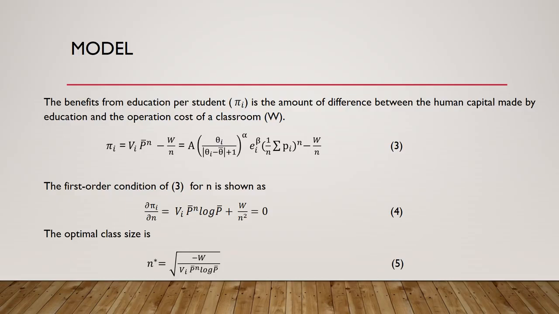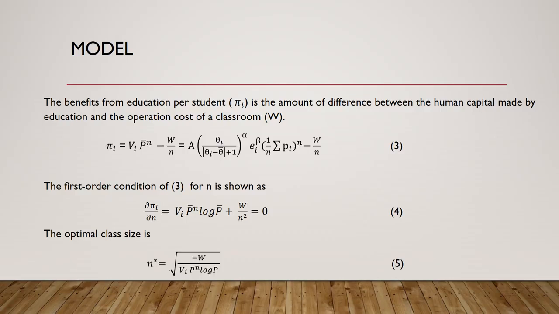Let us consider an optimal class size. The first order condition of equation 3 for n is shown as equation 4. From equation 4, we obtain the optimal class size as equation 5. From equations 3 and 4, it is found that the value of n increases when the value of p increases and vice versa.